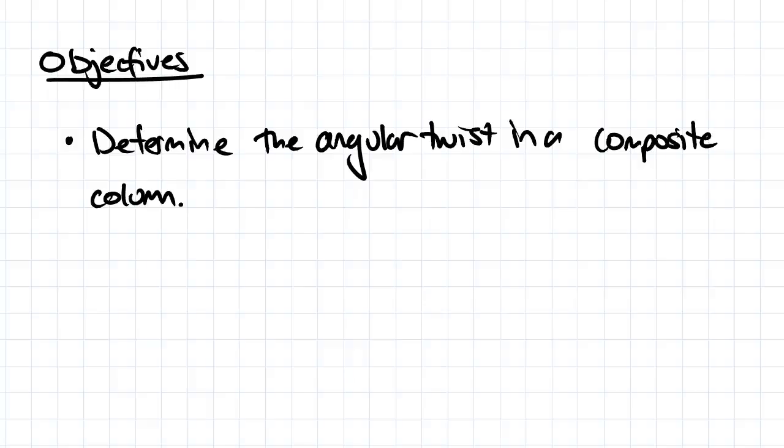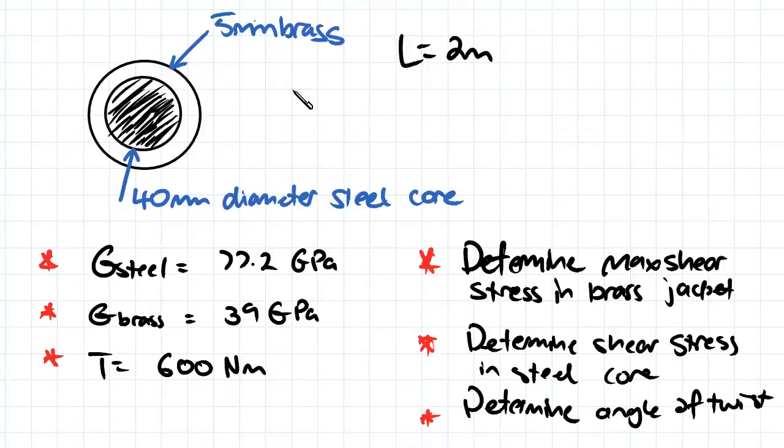Hey guys, the objective for this video is to determine the angular twist in a composite column. So let's have a look at our question here. We've got a composite column which has 5mm thickness brass over a 40mm diameter steel core. And the total length of the shaft is 2 meters and it's fixed at one end.